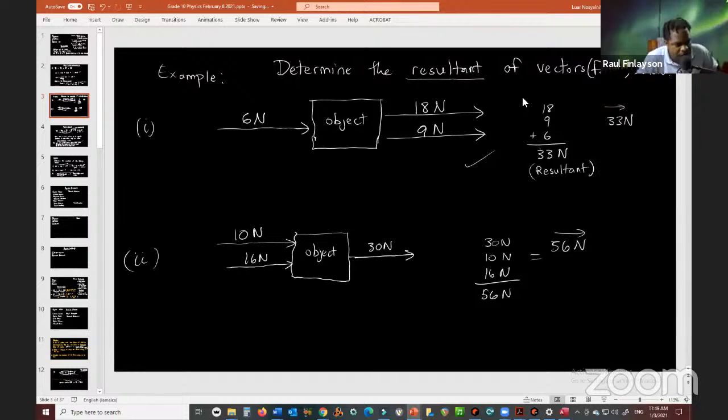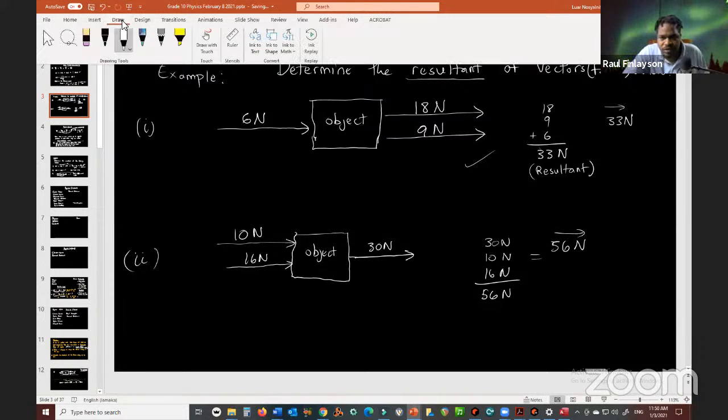All right, everybody hear that? Any vector added together is a resultant. The answer is a resultant. The vectors that are added together, like for example, the 6, the 18, and the 9 in this case, these are called components.